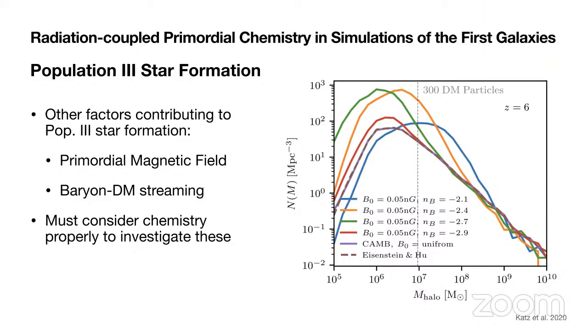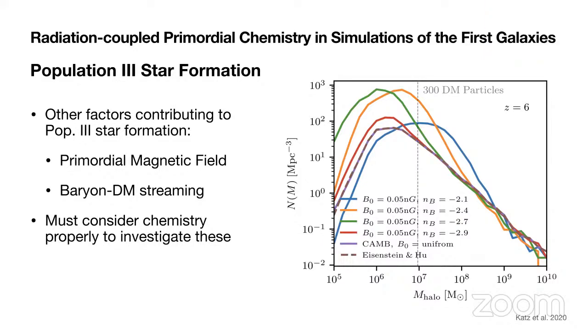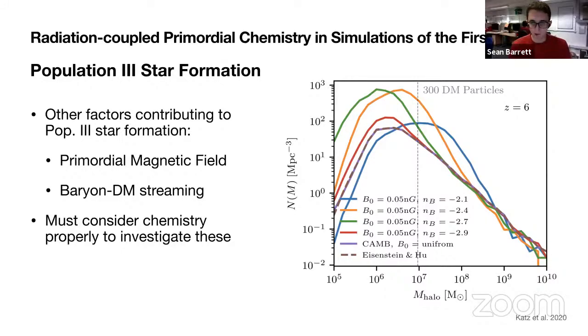And a streaming velocity between baryons and dark matter also has an effect on similar scales. However, it's very difficult to decouple these effects with your star formation prescription or your thermochemical modeling in the simulation. So in order to investigate these with numerical simulations, you have to consider the two at the same time. You can't consider their effects independently and linearly add them. They're too tightly coupled and nonlinear. So it's really important to have a model of chemistry if you want to investigate these.